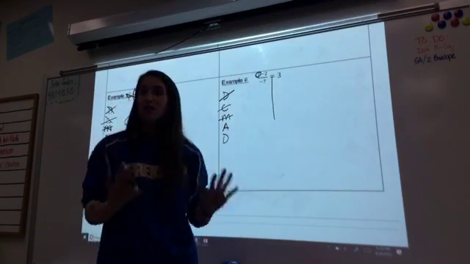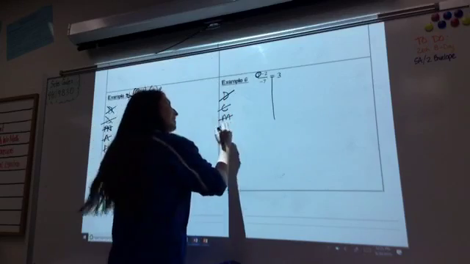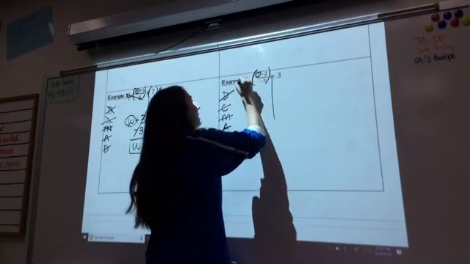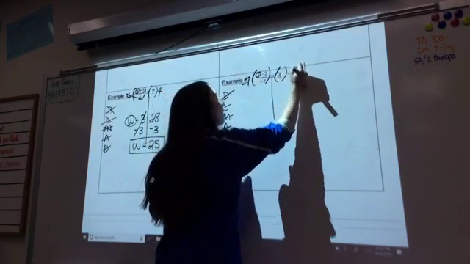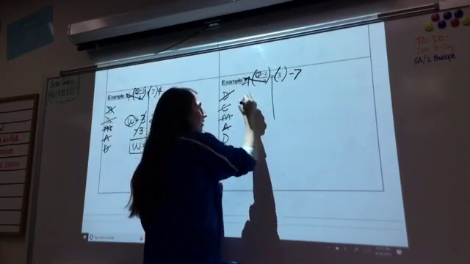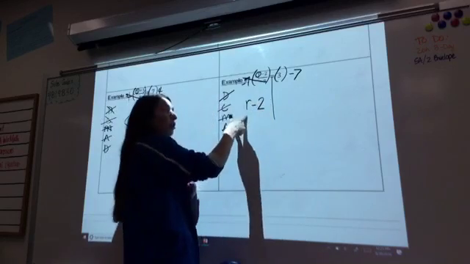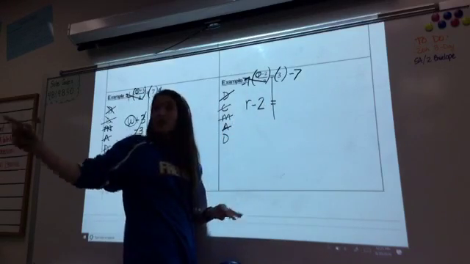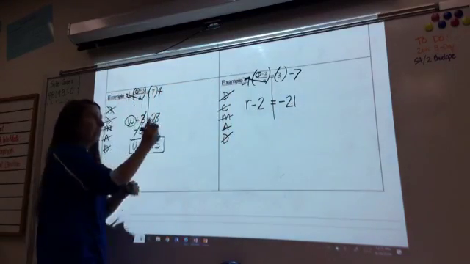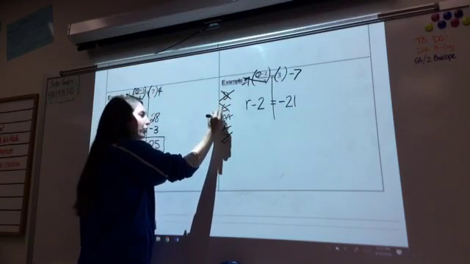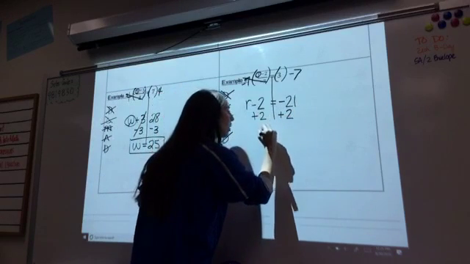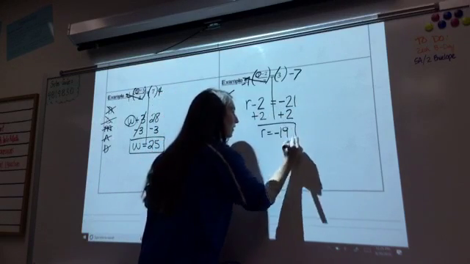Can I add or subtract anything that's just floating by itself? No. Divide. Isn't division already happening? Yeah. So what do I need to do? Negative 7. Good job. Whatever I do to one side, I always do to the other. So my negative 7's cancel. What's left on the left side? R minus 2 equals what? Good. Negative 21. Now, am I done? No. So I start back over. Anything to distribute? Combine. Move. Add or subtract? Plus 2 to both sides. And R now equals? Perfect.